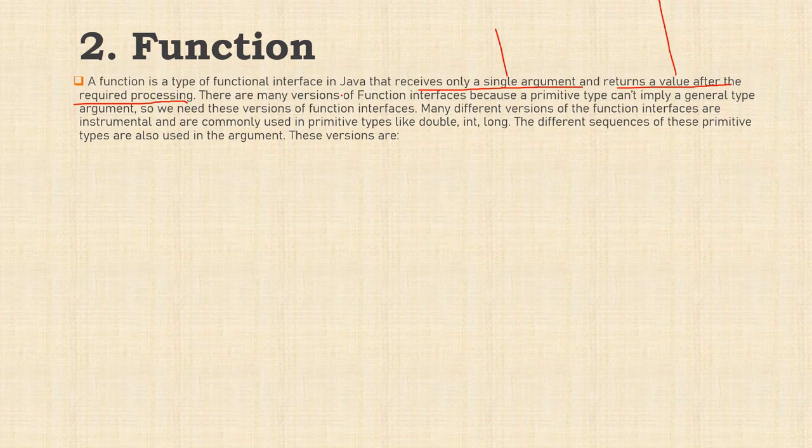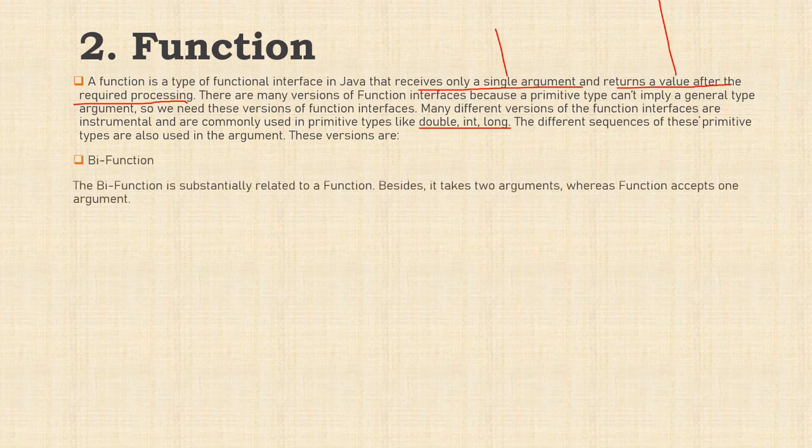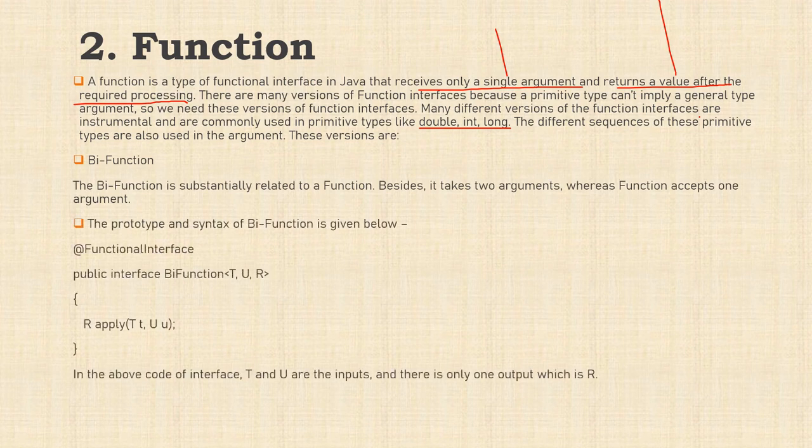There are many versions of the Function interface, because primitive types can't be used as a general type argument, so we need these versions of the Function interface. Many different versions of the Function interfaces are commonly used with primitive types like double, int. So like this you have the option to use double, int, long. Then BiFunction. In Function, we have the option to take a single argument and it will return a value.